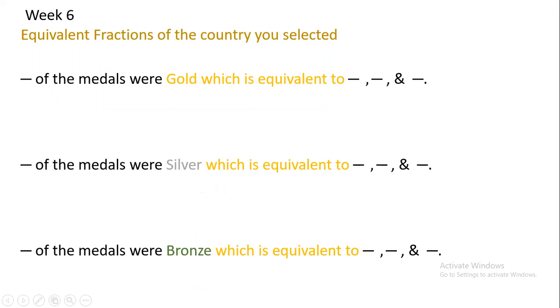Now, after you write the fraction of gold medals, for example, you have to write 3 equivalent fractions. For example, if you write here 5 over 10 or 5 over 12, you need to write 3 equivalent fractions for the fraction that you write here.